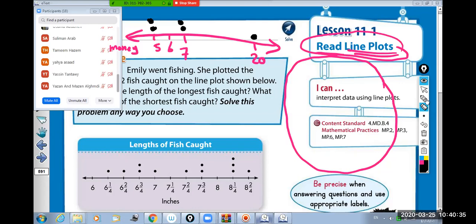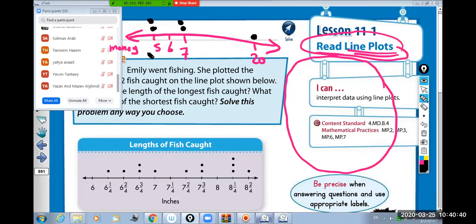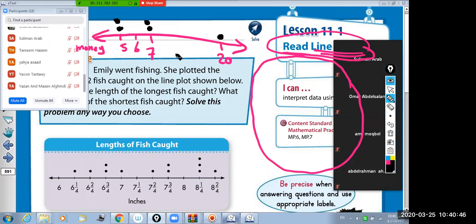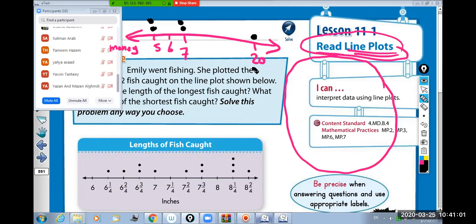today you will learn how to read the line plot. This is the line plot. The line plot means a number line that has data, and we can read it here. If you see this number line, you will understand that your dad gave you $5 in 2 days only. Your dad gave you $7 in 2 days. But your dad gave you $20 in 1 day. This 20, we call it an outlier. We call it what? Outlier. This 20, we call it outlier. I'll write it in yellow: outlier.